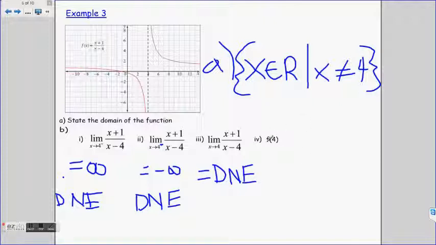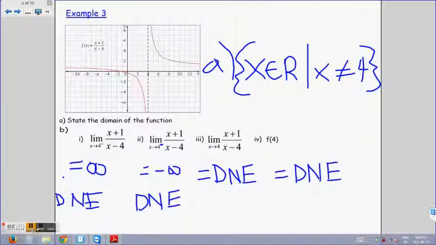Okay, so part 4. The function at 4. So when x is equal to 4, well, we know it's an asymptote there, so the function actually does not exist there. So this is a case where not only do the limits not exist, but the function itself does not exist.